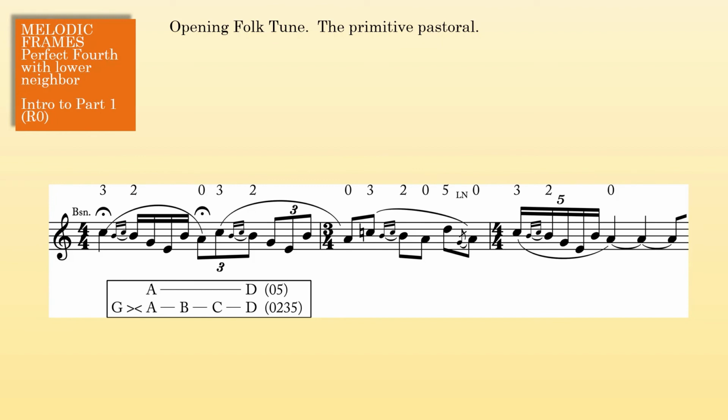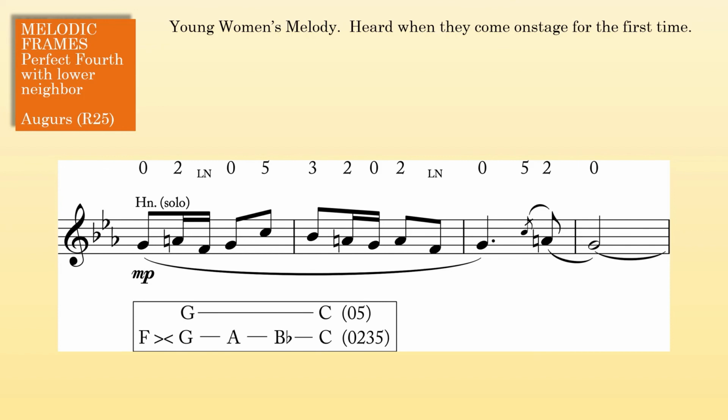Melodies framed by a perfect fourth often feature a lower neighbor note, which decorates the lowest note of the span. This opening folk tune is the only actual folk melody in the ballet that is complete and used in something like its original presentation. It represents the primitive pastoral. The young women's melody marks their entrance on stage and accompanies their first dance.